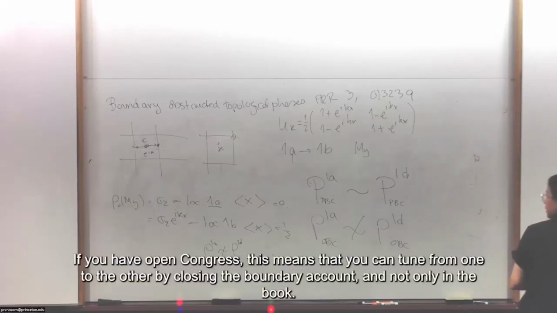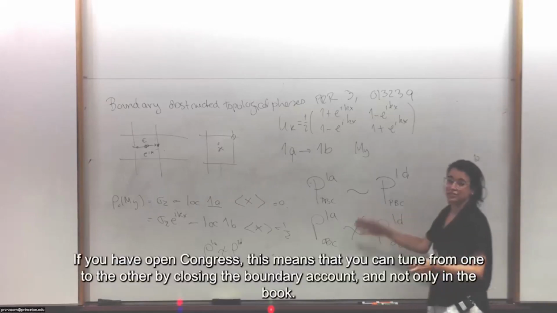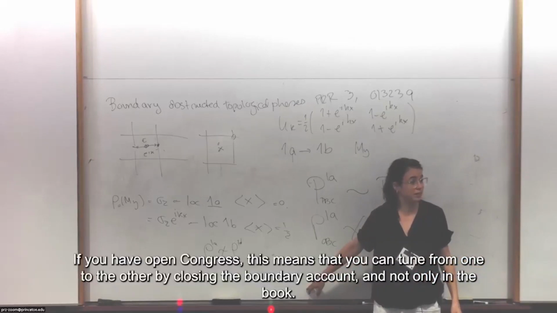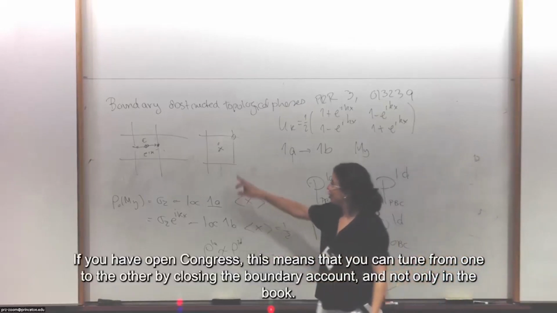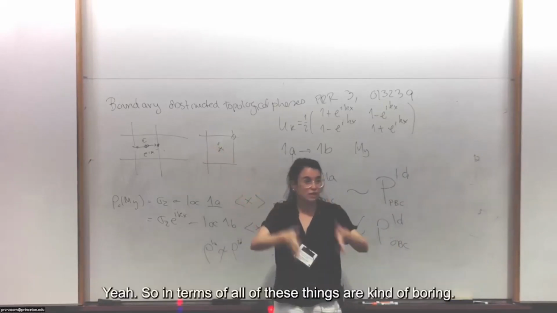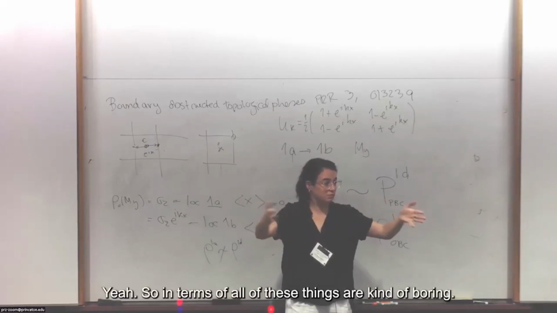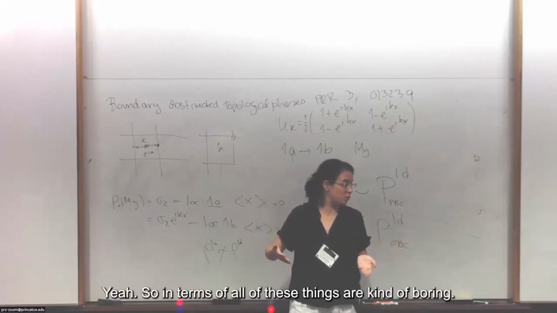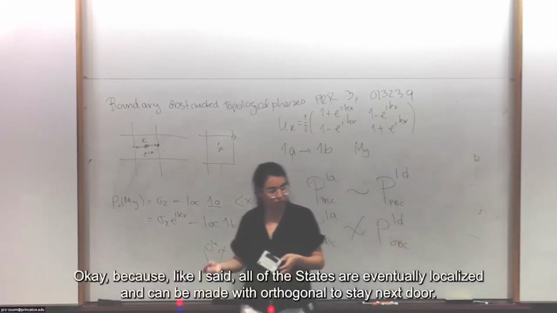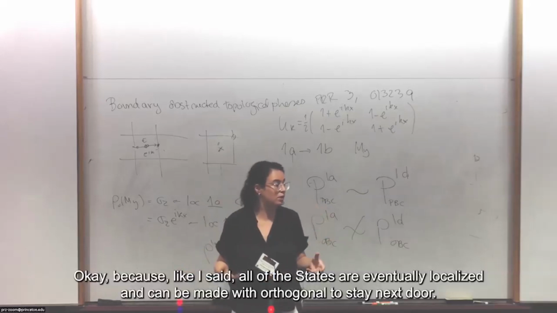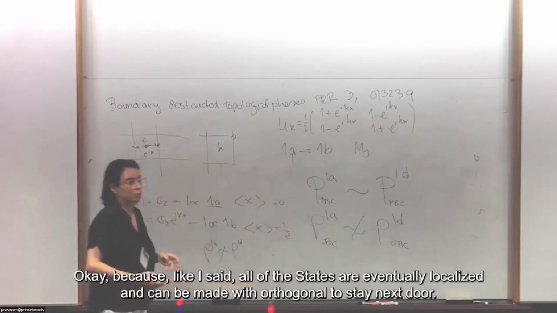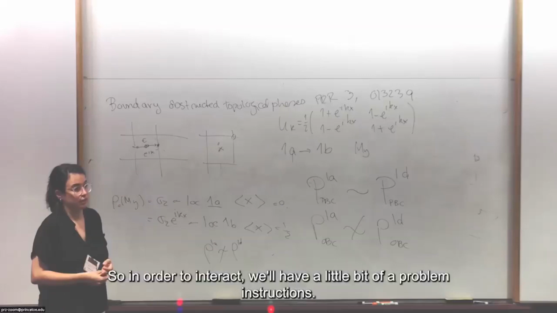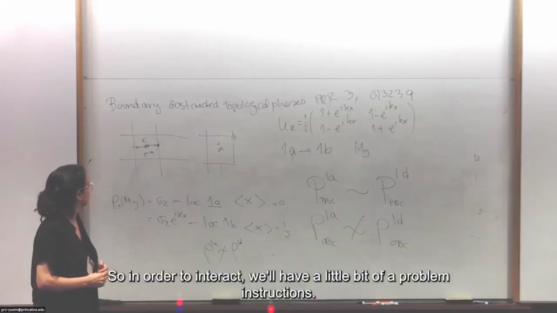So in terms of interactions, all of these phases are kind of boring, okay? Because, like I said, all of these states are exponentially localized and can be made completely orthogonal to the state next door. So in order to interact, we'll have a little bit of a problem. You can interact with some long-range interactions, but then you create some bandwidth. So this is all pretty frozen and uninteresting in the interacting phase, as far as I know. So maybe there is something to say.